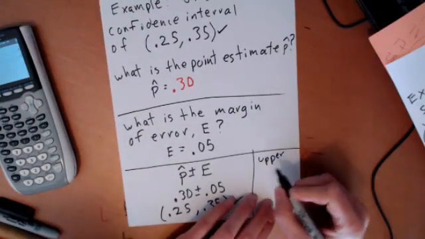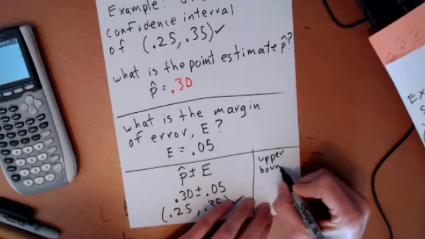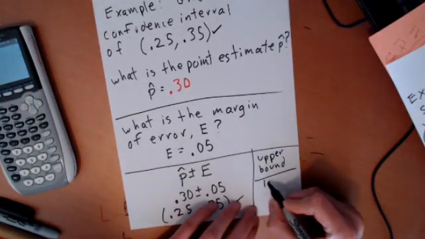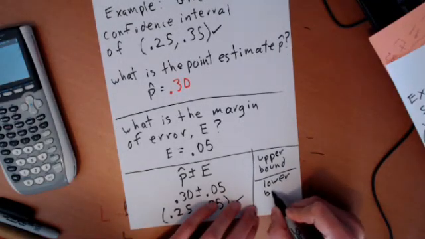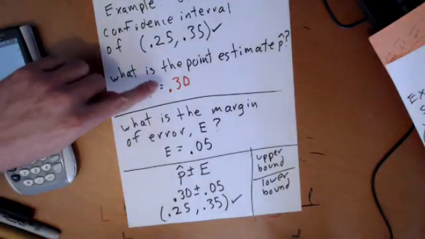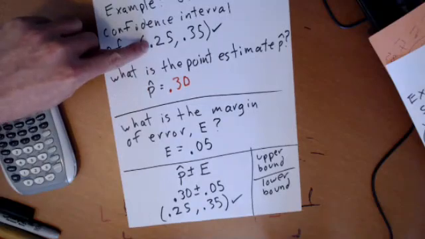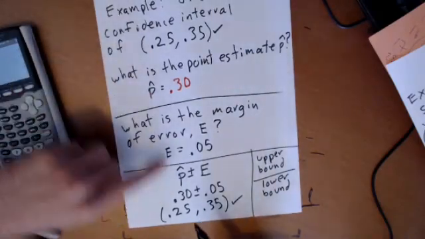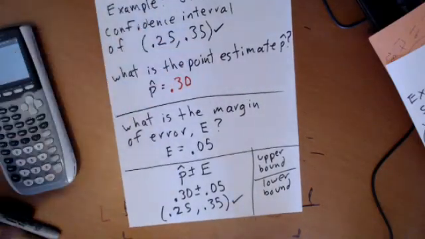Lingo. Did they need to name it upper bound and lower bound? No, but they did. So just more lingo. As you read the section, you'll see those terms. Okay, so point estimate to lower bound. So I had to go p hat minus E and then p hat plus E.